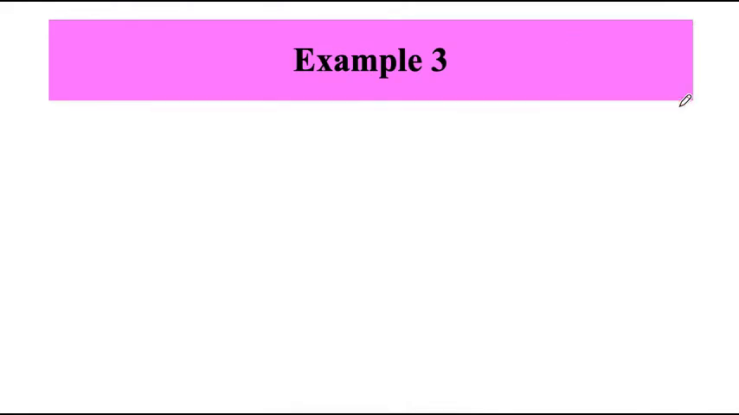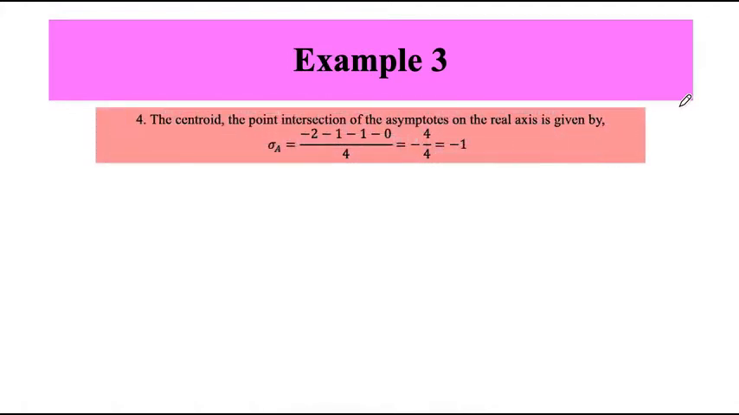Now I will calculate the center of the asymptotes, sigma A. Again just check the real parts of the poles. We will just sum them, divided by 4. N minus m is 4, so my centroid is minus 1. At the centroid we have seen the angles are 45, minus 45, 135, minus 135.